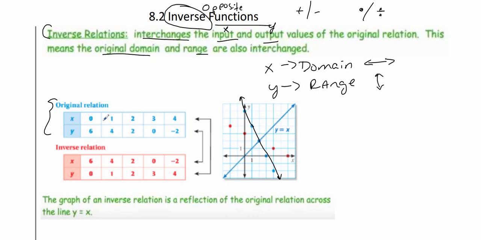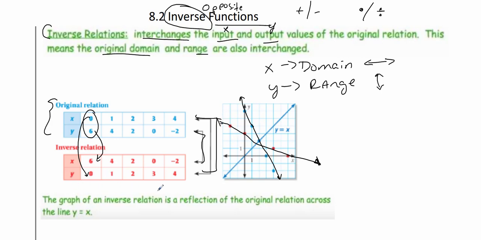Then the inverse relation is what I get when I take the x's and y's and flip them. So the y is now the x, and the x is now the y, just like it says right here in these big square brackets. Now that first line that we just drew turns into this new line when I take the inverse of it.